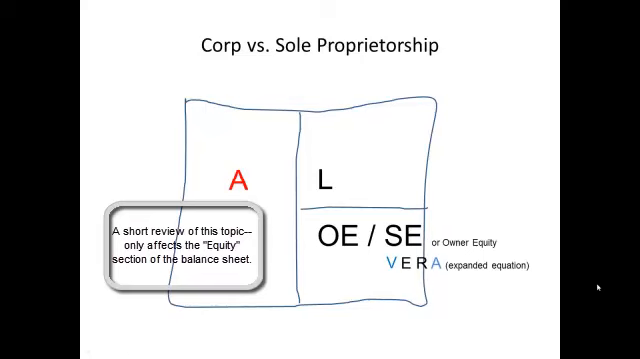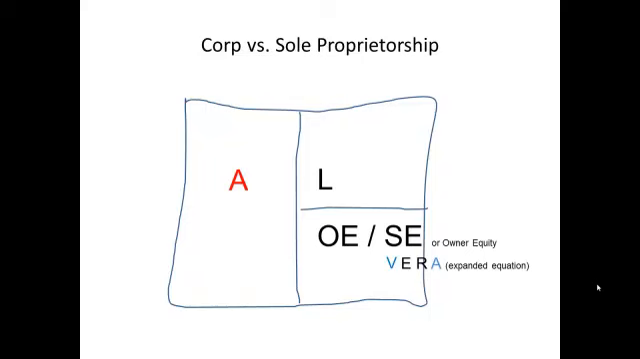I want to give a very brief introduction. In Principles 1, we primarily focused on sole proprietorships. This course will primarily focus on corporations, and the main difference is the owner's equity section of the accounting equation here. Assets equals liabilities plus owner's equity.